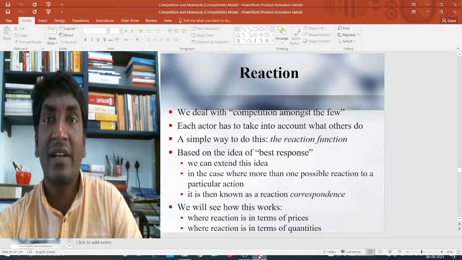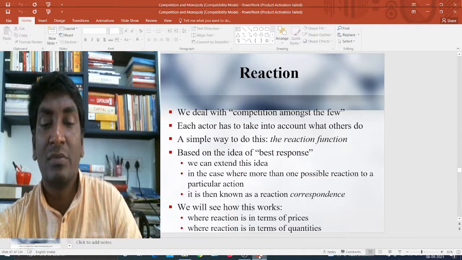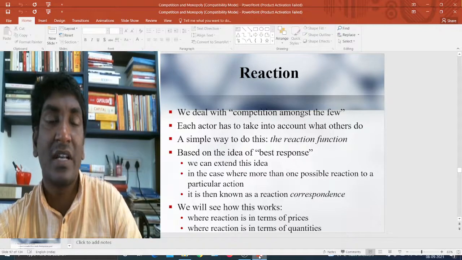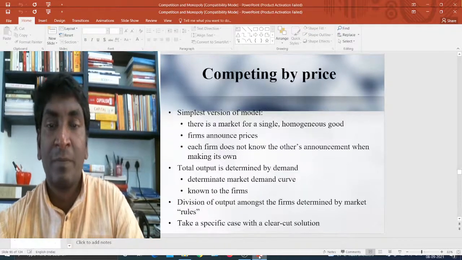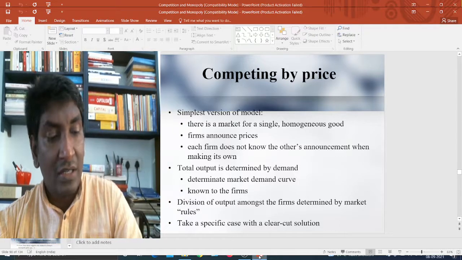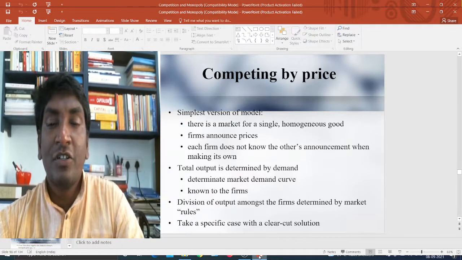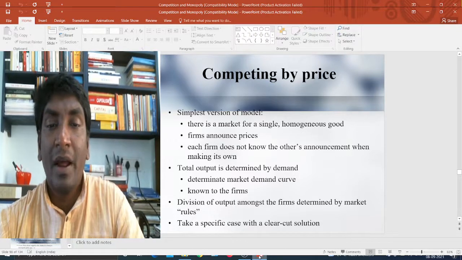So where reaction is in terms of price, where reaction in terms of quantity, etc., will be discussed very soon. So now let's start one by one. First, we will be discussing the price case.